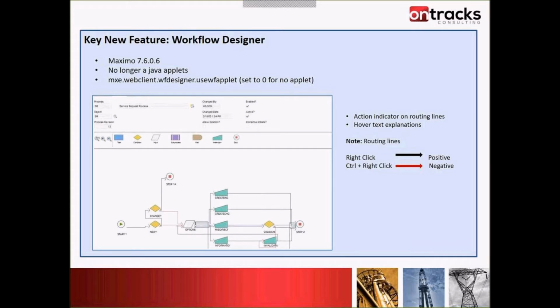There's a couple new features to it. So within the workflow itself, on the routing lines themselves, there's actually an action indicator. So if you have an action within that line, it's going to note that there is an action there. In addition to that, one of the nice things is you can hover over certain things. So hover over the line, hover over the actual node itself, and it's going to give you a little bit additional text to tell you exactly what's been set up, what's in there. So that's kind of an added functionality.